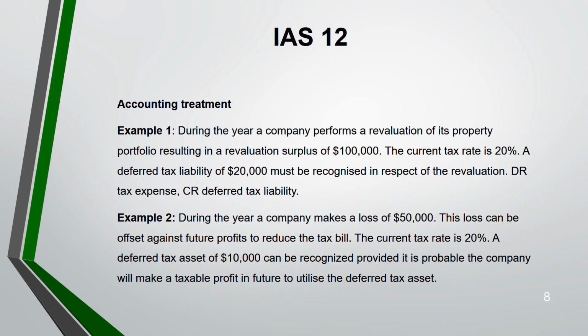Okay, example 2. The company is making a loss. Mostly a loss gives rise to a deferred tax asset only. Okay, but this loss can be offset against future profit. The current tax rate is 20%. So the deferred tax asset in this case, take 20% of 50,000, which is 10,000. So a deferred tax asset of 10,000 can be recognized provided it is probable that the company is going to make taxable profit in the future to utilize that deferred tax asset.